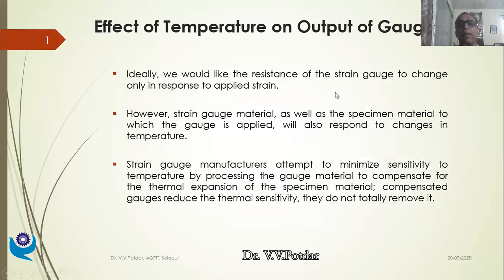We would like the resistance of the strain gauge to change only in response to applied strain. However, the strain gauge material as well as the specimen material to which the gauge is applied will also respond to changes in temperature. Strain gauge manufacturers attempt to minimize sensitivity to temperature by processing the gauge material to compensate for the thermal expansion of the specimen material. Compensated gauges reduce the thermal sensitivity; they do not totally remove it, but they reduce the effect.